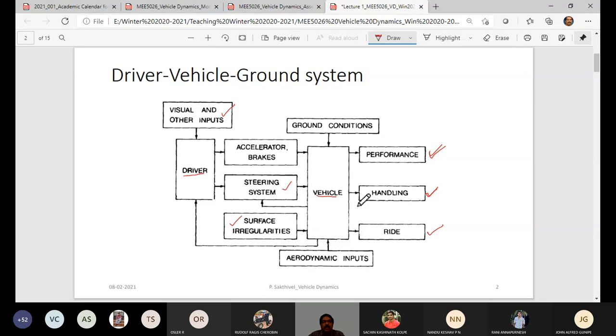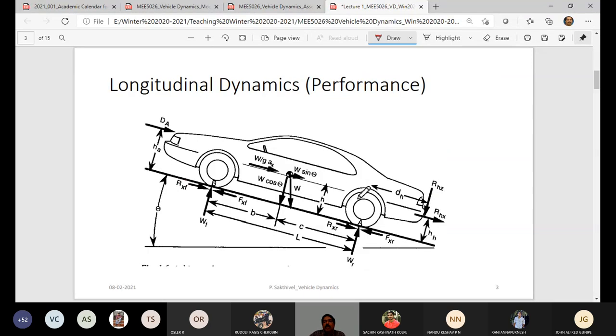So let's look at this. What is this? I'm going to just put one slide for all these three to have an idea. So longitudinal dynamics. So performance, when you say, it is called longitudinal dynamics. So what do you mean by longitudinal dynamics? It is a straight ahead motion, right? So that is why the word longitudinal dynamics.